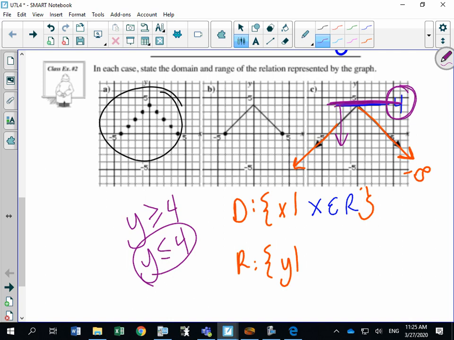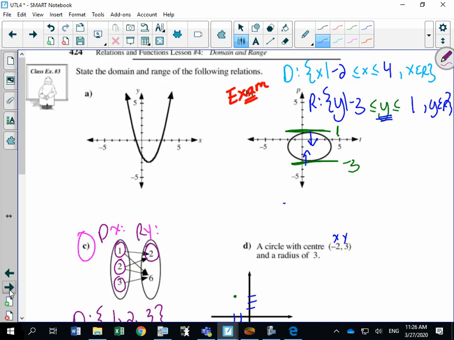Here's an example. Here's a point on my graph. What's that y value? That y value is 1, which is less than 4. So how we would state that is y is less than or equal to 4, comma, y belongs to the reals, and you'd close that bracket. So again, this one I would consider to be the most challenging to wrap your head around, but let's look at some other examples. So flip your page and let's look at class example 3.